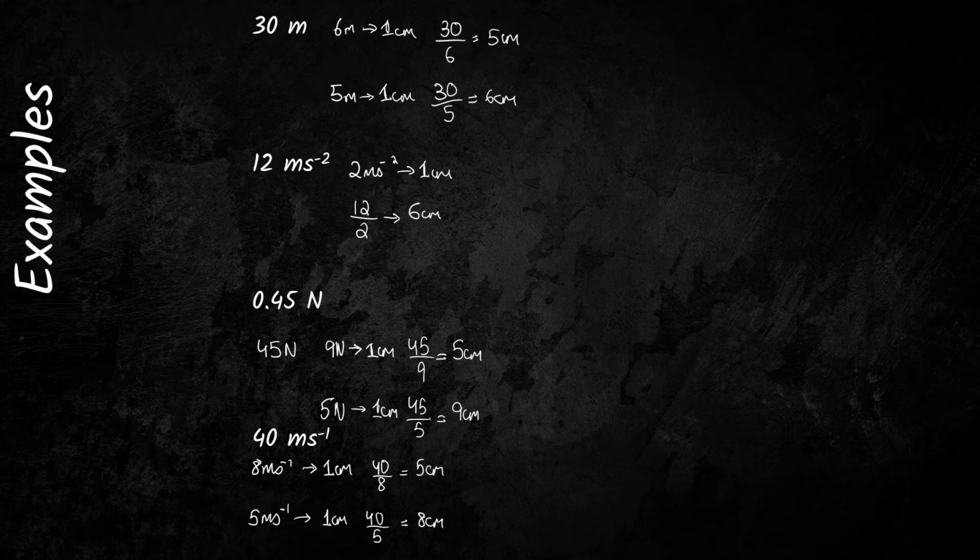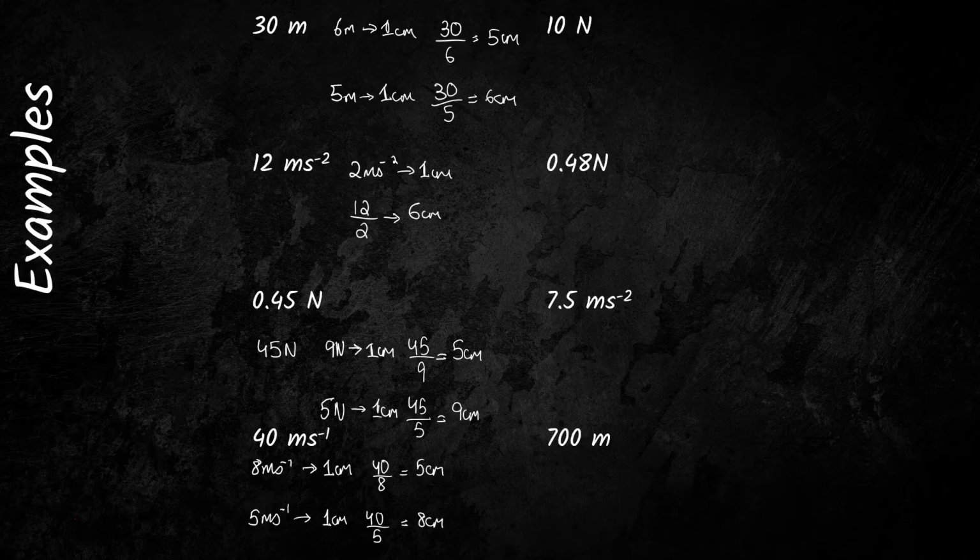So what I want you to do is the next couple of examples you're going to draw on your own, and then we are going to discuss them. So 10 newtons, 0.48 newtons, 7.5 meters per second squared, and 700 meters. So try, attempt these, pause the video, try and attempt these, and then we'll discuss them.